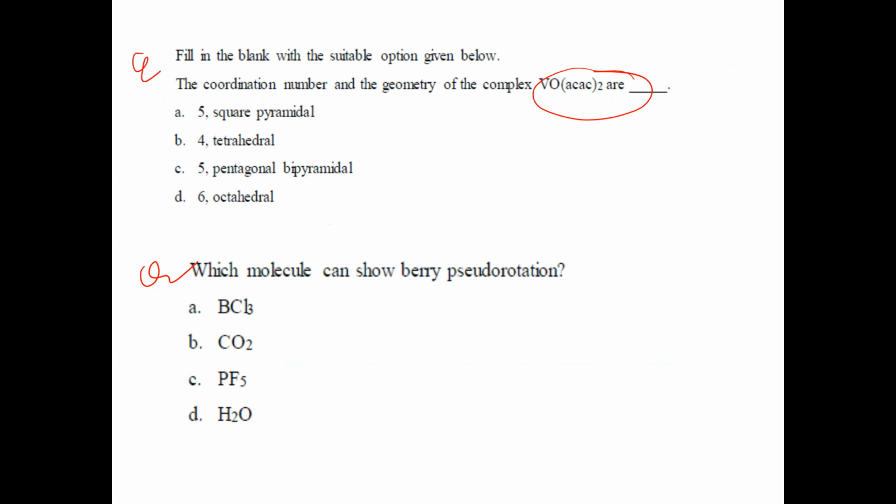Which molecule can show Berry pseudo rotation? Basically, Berry pseudo rotation is observed in trigonal bipyramidal structures. The molecules which show this type of geometry can show Berry pseudo rotation. And what is Berry pseudo rotation? Basically, the axial bond changes to equatorial, and equatorial changes to axial, right? So their interconversion is there. This phenomenon is called Berry pseudo rotation. So basically, you have to identify which compound will show the trigonal bipyramidal structure. Although square planar also shows this, in that particular case you have to identify the trigonal bipyramidal structure, and you will get the answer.